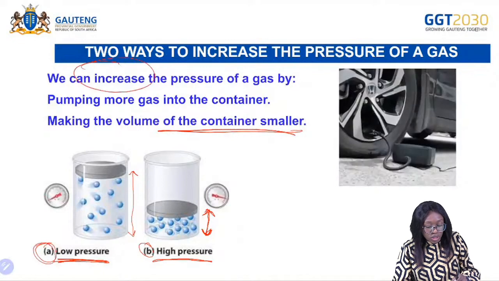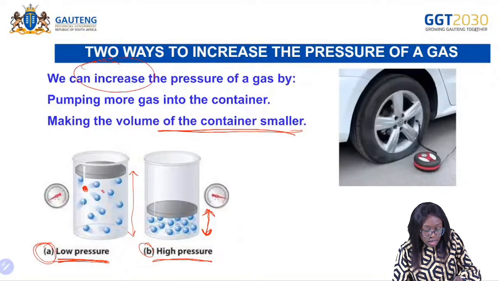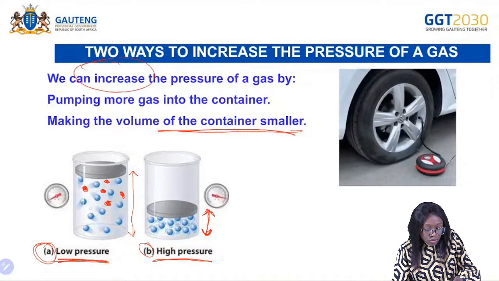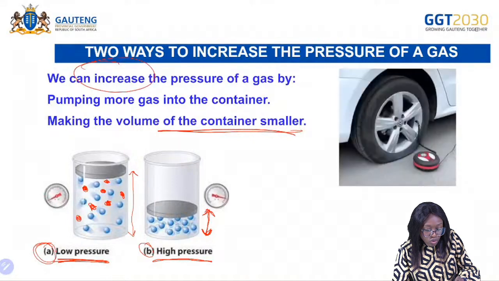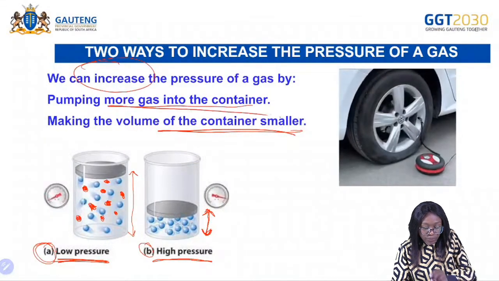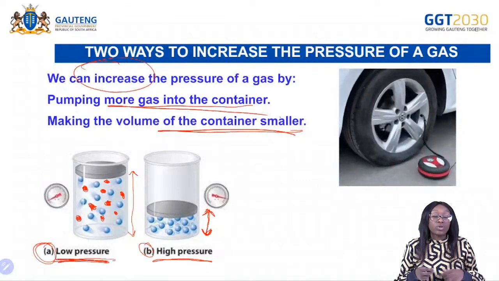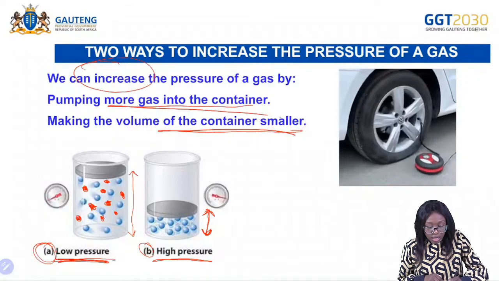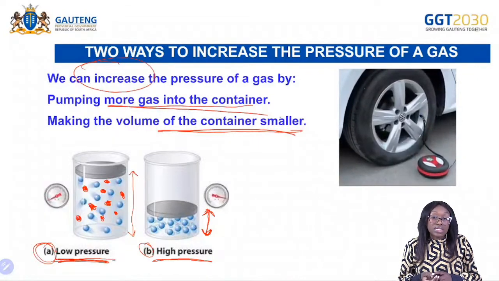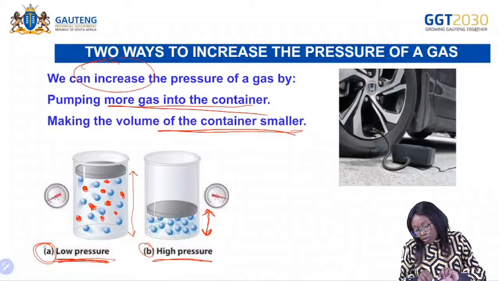If we want to increase the pressure in container A, what do we do? We can add more gas particles. This way, we can increase the pressure in container A, because we would have increased the number of the collisions with the sides of the container. Now, here's a tire.